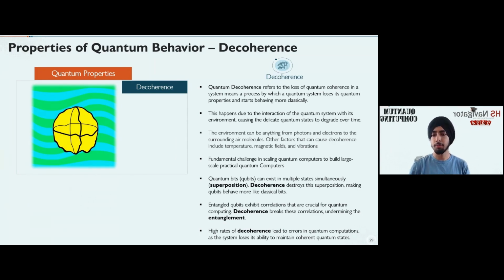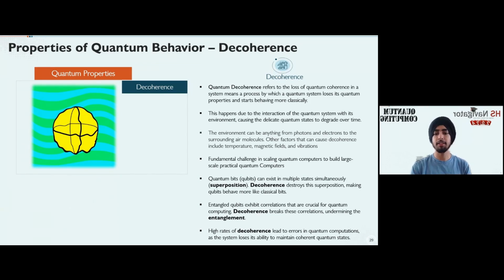And this can be due to a large amount of things. It could be due to observing the system yourself. It can be due to environmental interaction with the system. Any sort of interaction between a quantum system and the environment surrounding it causes it to lose its quantum properties. It's a very delicate system. And the fundamental challenge in scaling quantum computers is this decoherence. It's every small little thing. It could be a speck of dust. It could be temperature. It could be heat. It could be air. It could be sound. Any sort of outside interference could cause these quantum computers to completely fail and lose their quantum properties. And it's very difficult to build quantum computers because of this decoherence property.